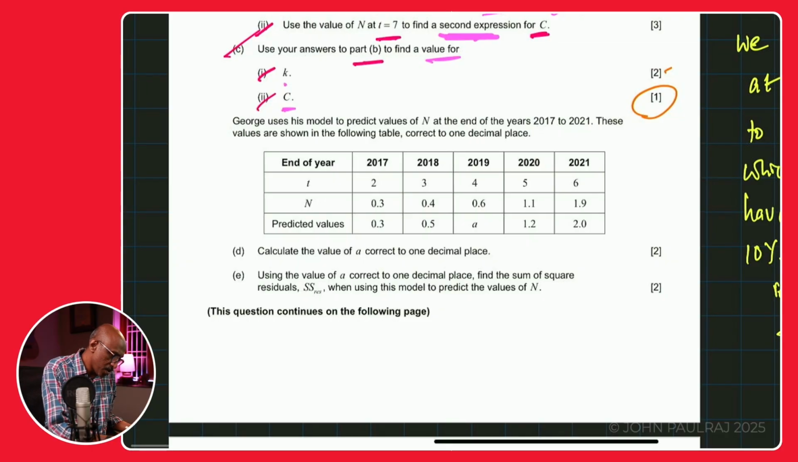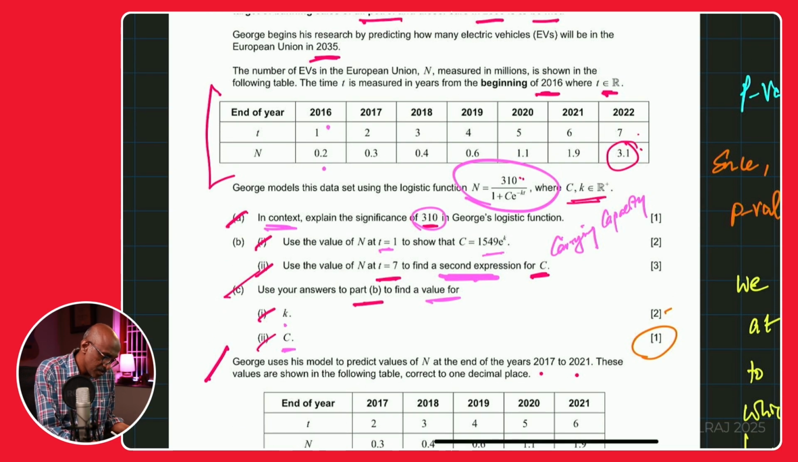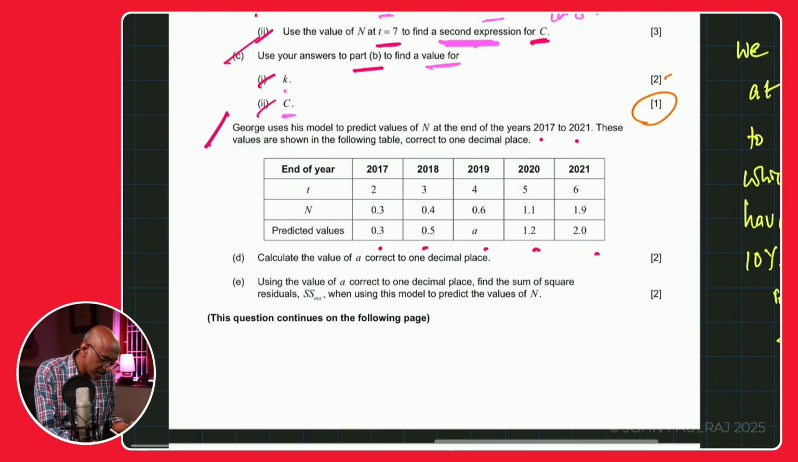George uses his model to predict the values of n at the end of the years 2017 to 2021. These values are shown in the following table, correct to one decimal place. So these are the predicted values according to the model. This was the model that we talked about in the earlier video. If you didn't see that, go and check it out in the playlist. So basically he's collected the data, created the model using the data, and then these are the predicted values at the end of 2016, 2017.